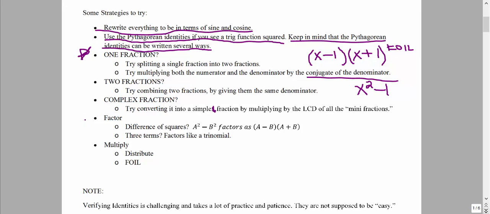We could also use factoring to help us simplify one side to look like the other. And we use the same techniques that we would use for algebra. And also multiplying, so doing a distribution or going back to that idea of FOILing from algebra.